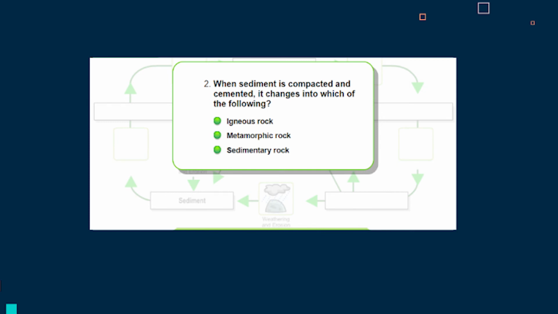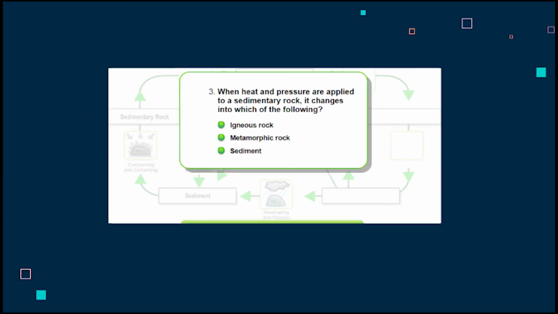So you can just pause the video, think about it, select the answer before I state the correct answer. Okay, did you think about it? Alright, if you said sedimentary rock, you are correct. You have been learning. Love that. Let's go to question number 3. Now, when heat and pressure are applied to a sedimentary rock, it changes into which of the following?